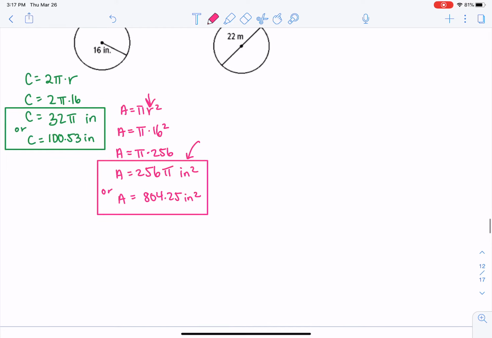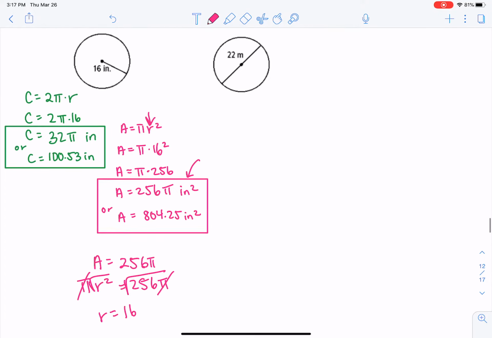If you want to know how to do that, just a quick show. If they gave you this for the area, and you know area is pi r squared, you would cancel the pi's out. You would be left with r squared. You could take the square root, and you would get the radius to be 16. So either way.